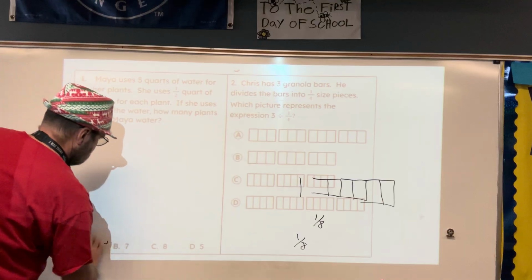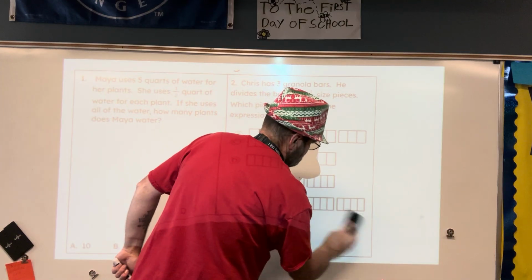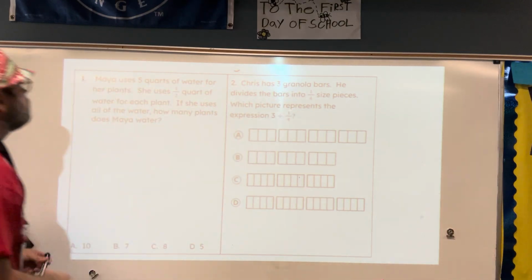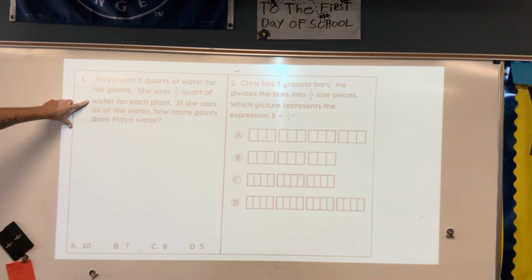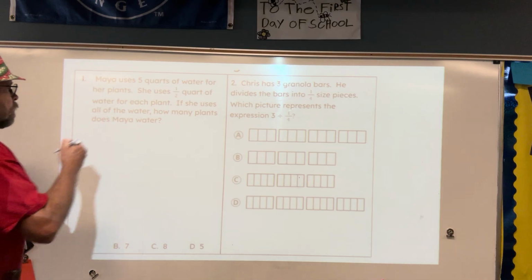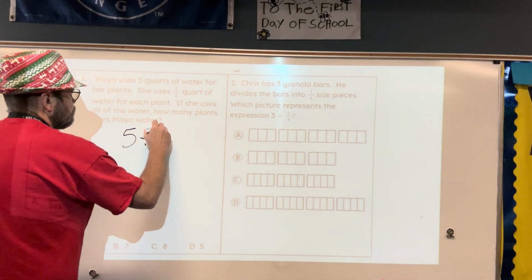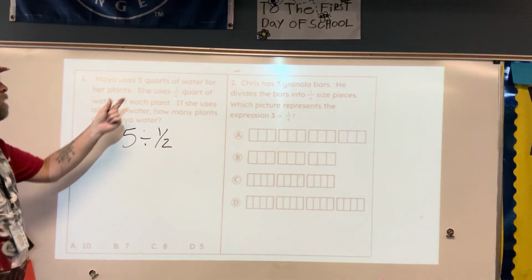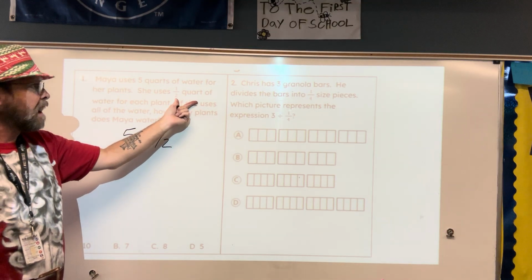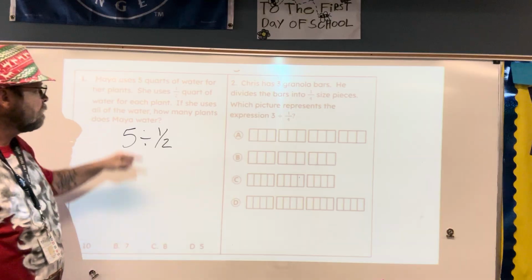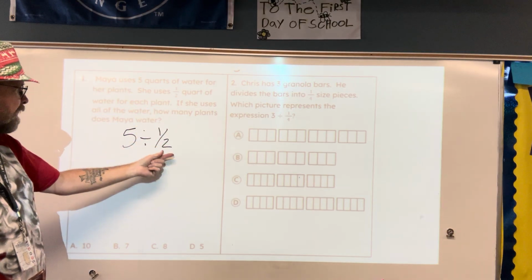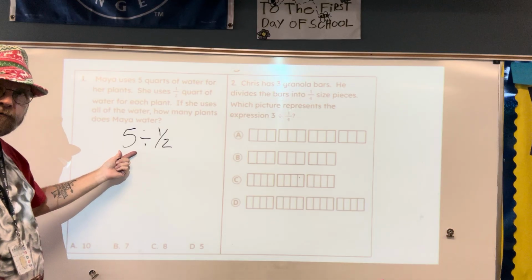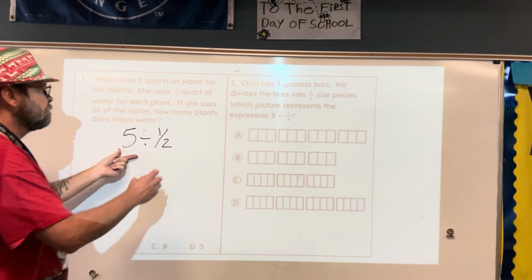Let's look at these quickly here. Maya uses 5 quarts of water for her plants. She uses a half a quart of water for each plant. So what are we dividing? The quarts of water. We're not dividing the half a quart of water between everything. We're dividing the total number of quarts of water into groups of a half. How many halves are there in 5?